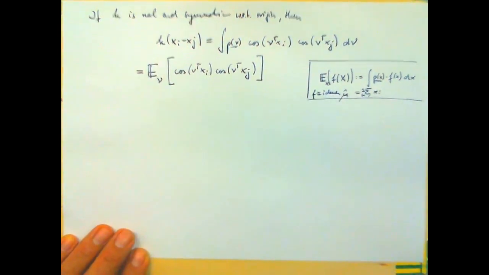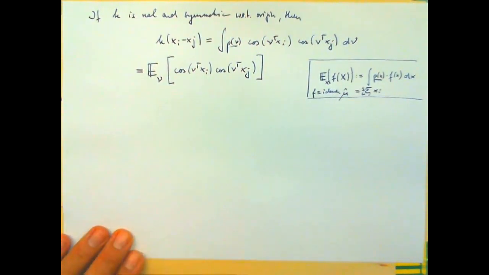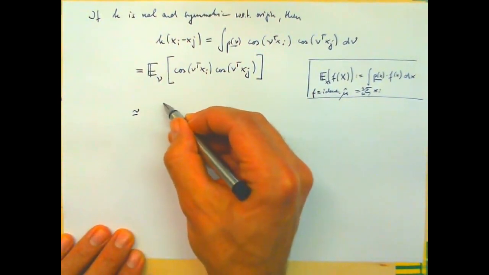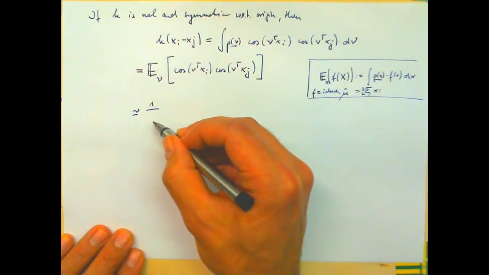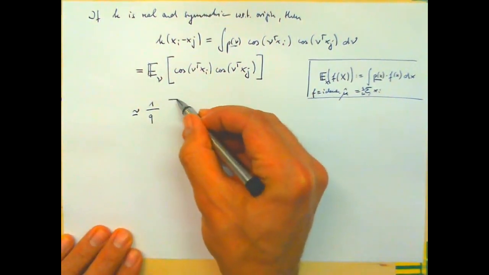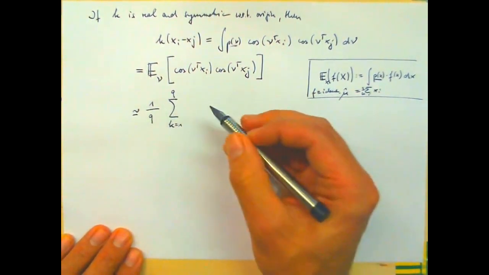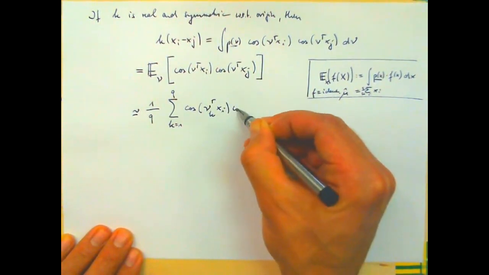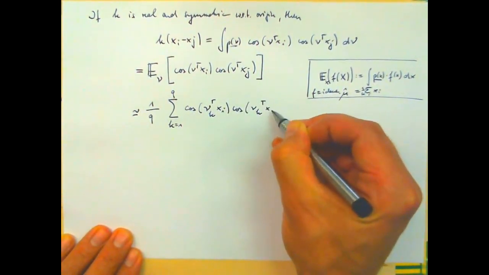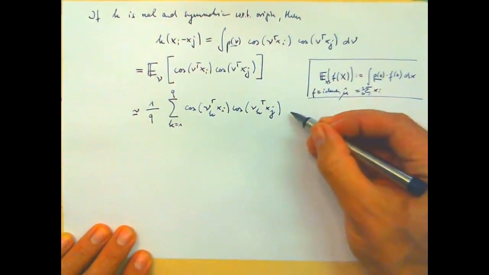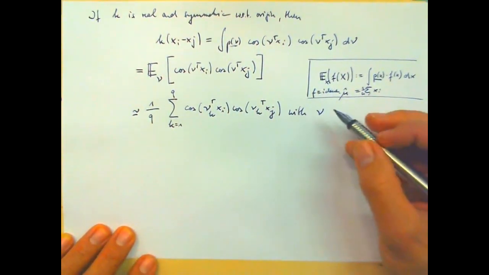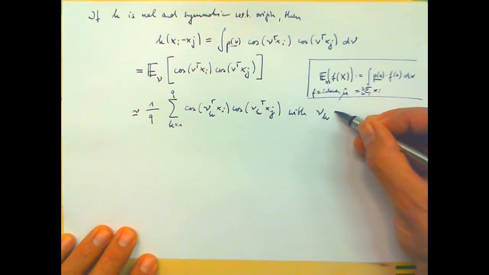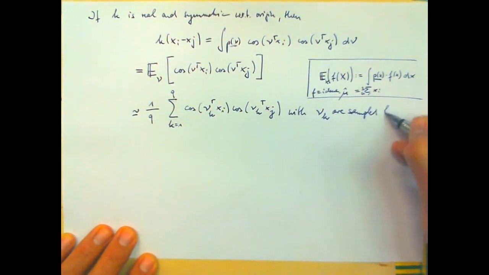Okay, so I'm using the same approximation here. So I'm saying this can be approximated with, I'm drawing here, let's say Q samples, where nu are realizations of a random variable that has a probability density function p of nu.